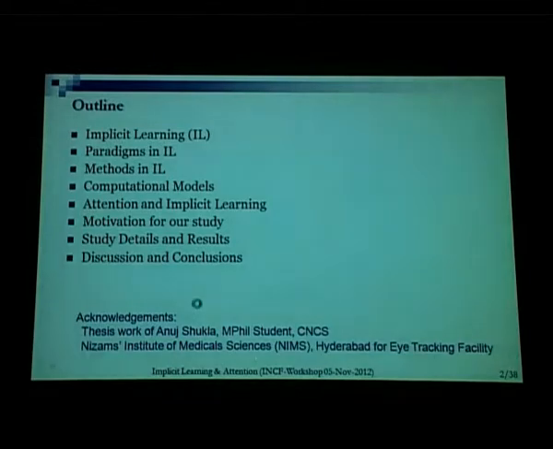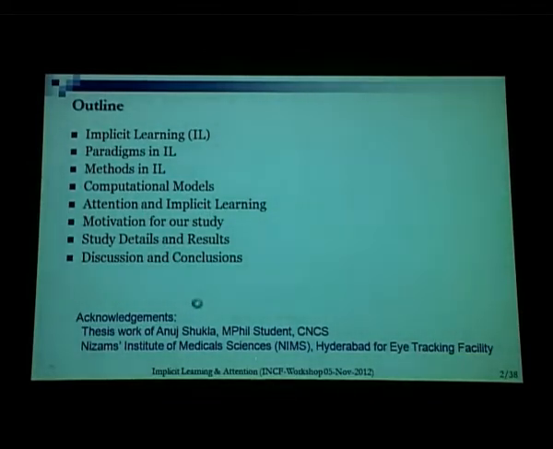I have organized my talk, primarily the first part, as a kind of tutorial on what is this implicit learning and various paradigms and methods, and I'll briefly touch upon computational models, so it fits with the INCF framework. But these models have been very useful in understanding implicit learning.